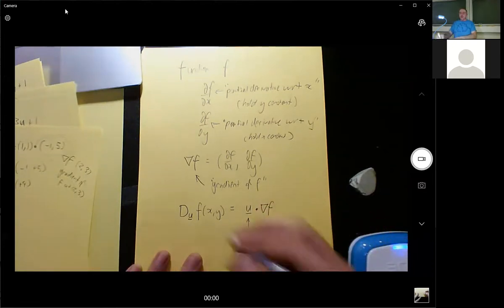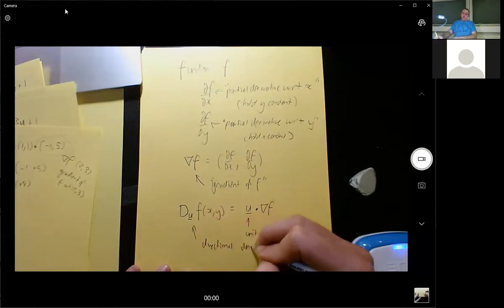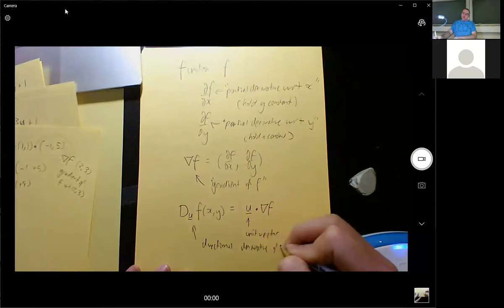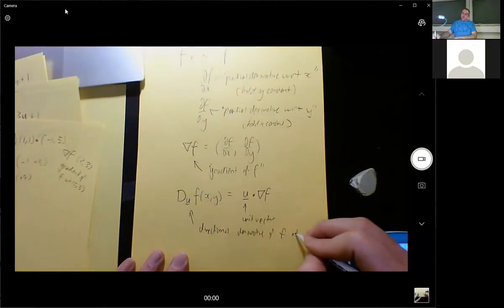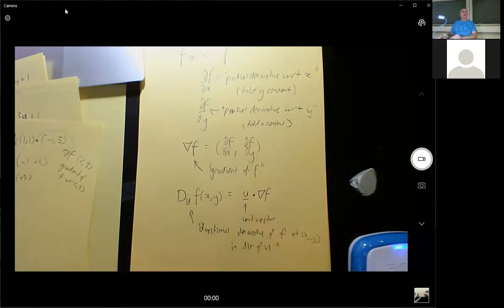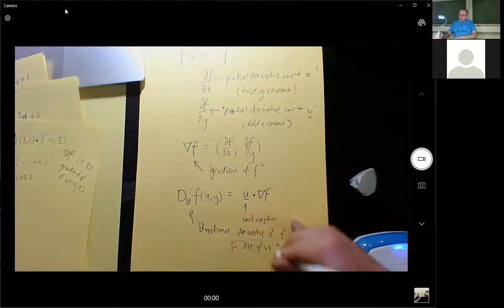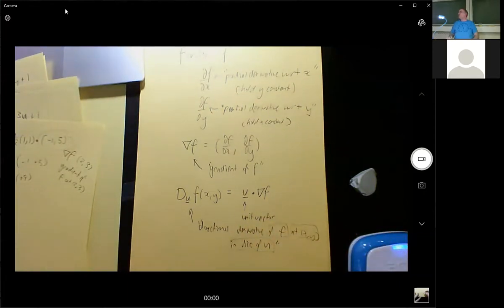Okay, and this is the directional derivative of f at xy in the direction of u. You can say those in whatever order you want. It probably is okay to say directional derivative in the direction of u of f at xy, but it doesn't matter which piece you say first. You can say them in any order. You can say the directional derivative at xy of f in the direction of u, and that'll be fine too.